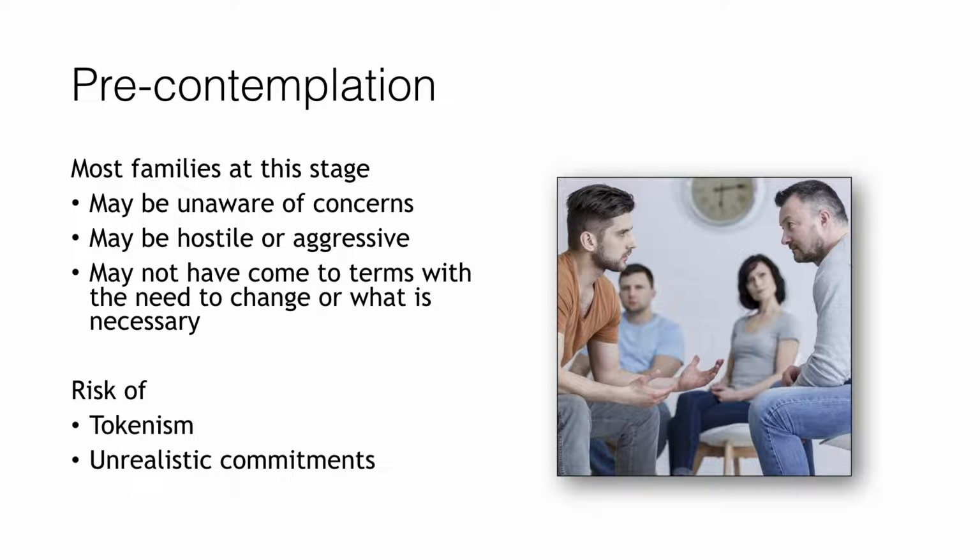They may even be unaware of or only have a vague recognition of any concerns. They can come over as hostile or aggressive, and this can make engagement difficult for the worker. The family have not yet considered that their behaviour needs to change. They may not have made the commitment to the change being discussed, as they have not come to terms themselves with their need to change. Without this commitment, you may find tokenism, superficial agreement, or unrealistic commitments such as "we'll do anything you say."